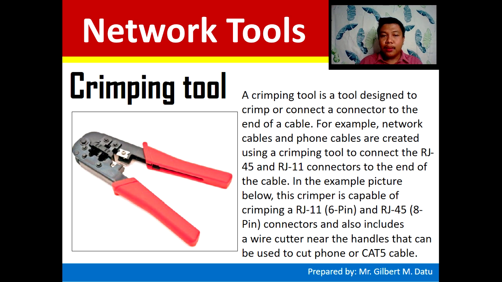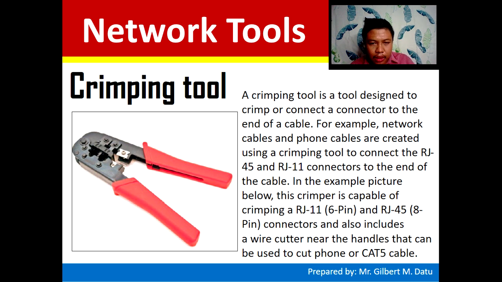What is a crimping tool? A crimping tool is a tool designed to crimp or connect a connector to the end of the cable. For example, network cables, phone cables, using crimping tools to connect RJ45, RJ11 connectors to the end of the cables. So we use what we call UTP cable or the unshielded twisted pair. Later, makikita nyo rin yung cable na yon kung anong itsura niya.